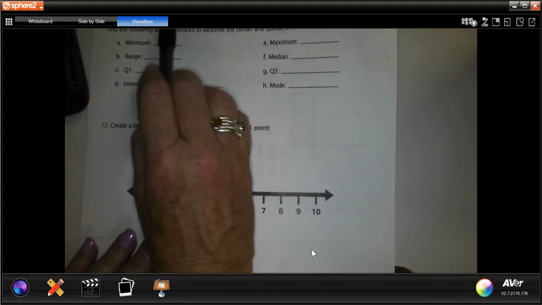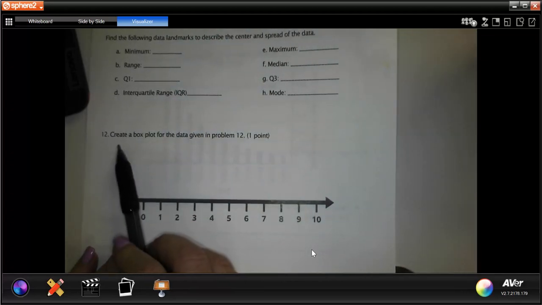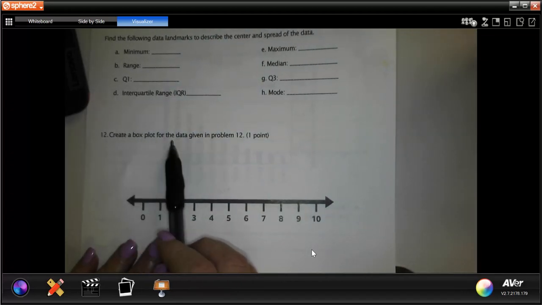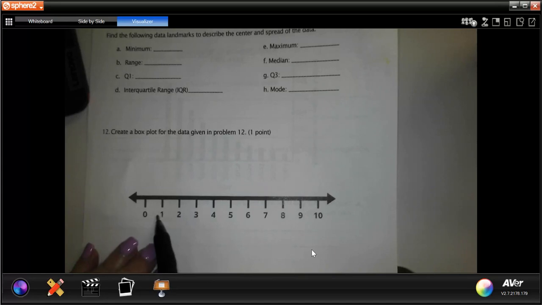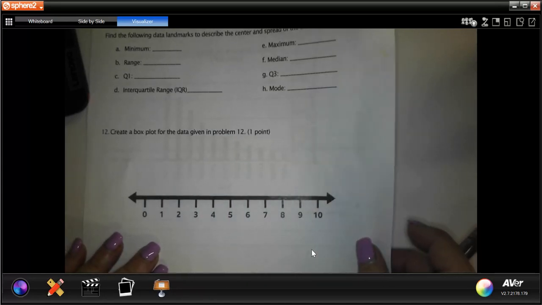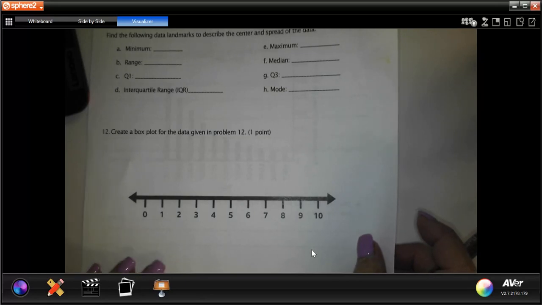Finally, you're going to use the information from above about the paint orders to create a box plot for the data given in the problem. You'll use this number line to create your box plot. And that is the end of the test.